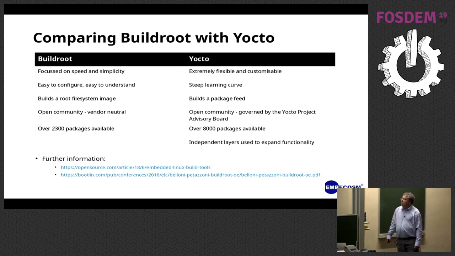The other thing to note is that Buildroot is self-contained in terms of the features it supports. You download Buildroot and you get everything together, whereas Yocto follows a layers model where you can expand what you have on your system by checking out individual layers for different hardware or different applications that you might need.